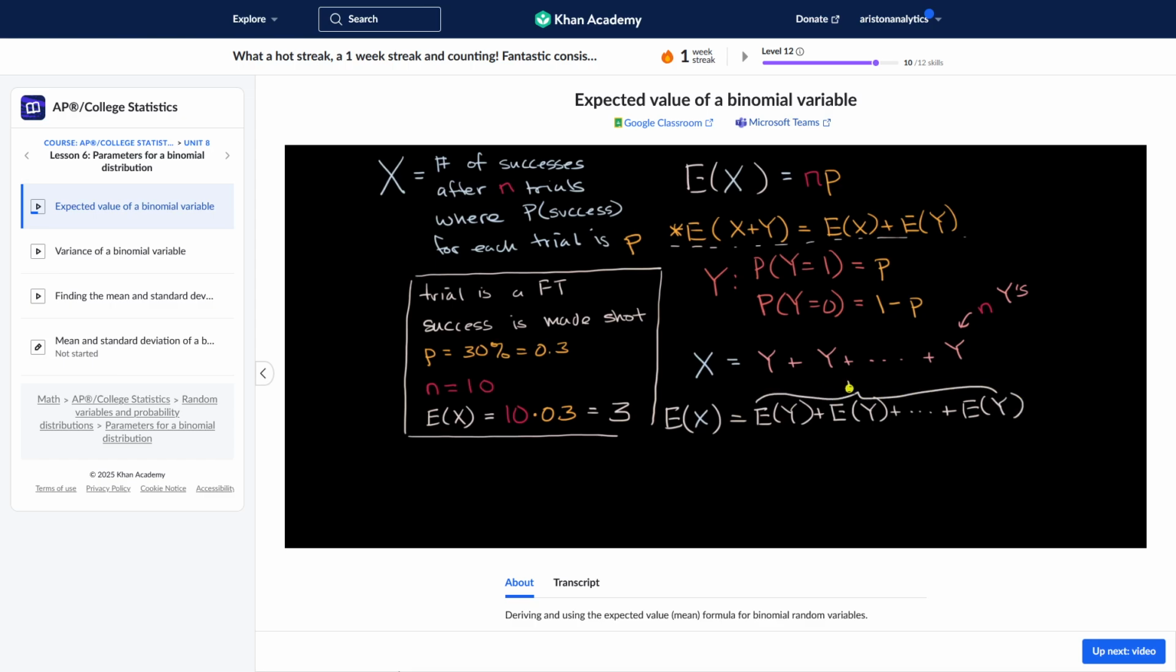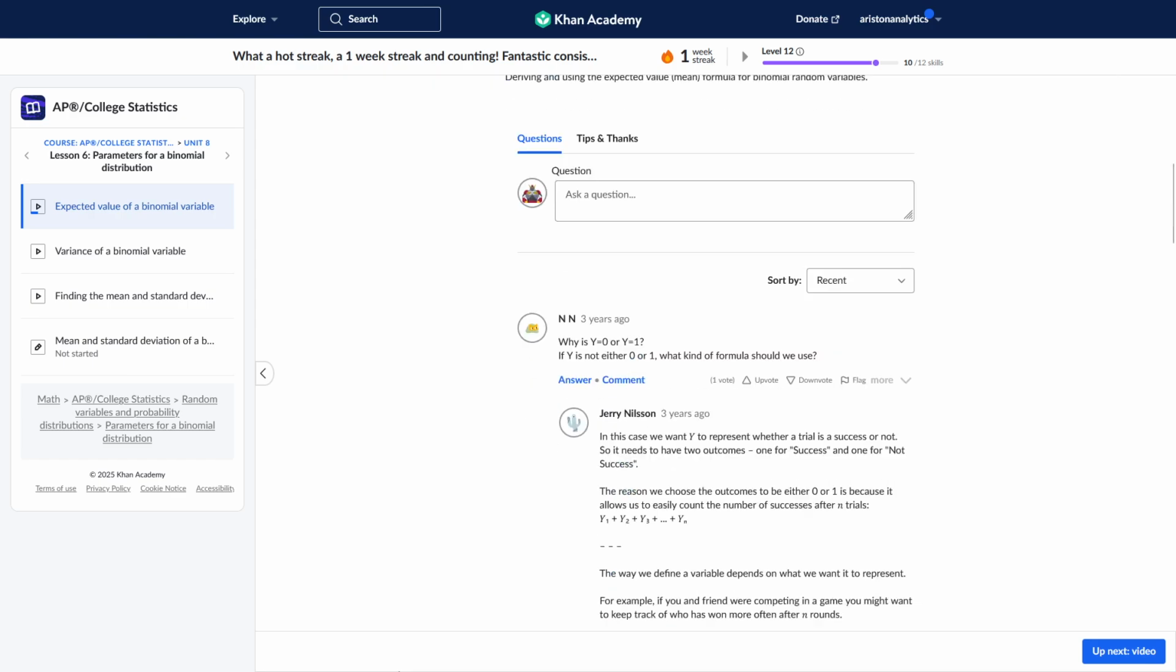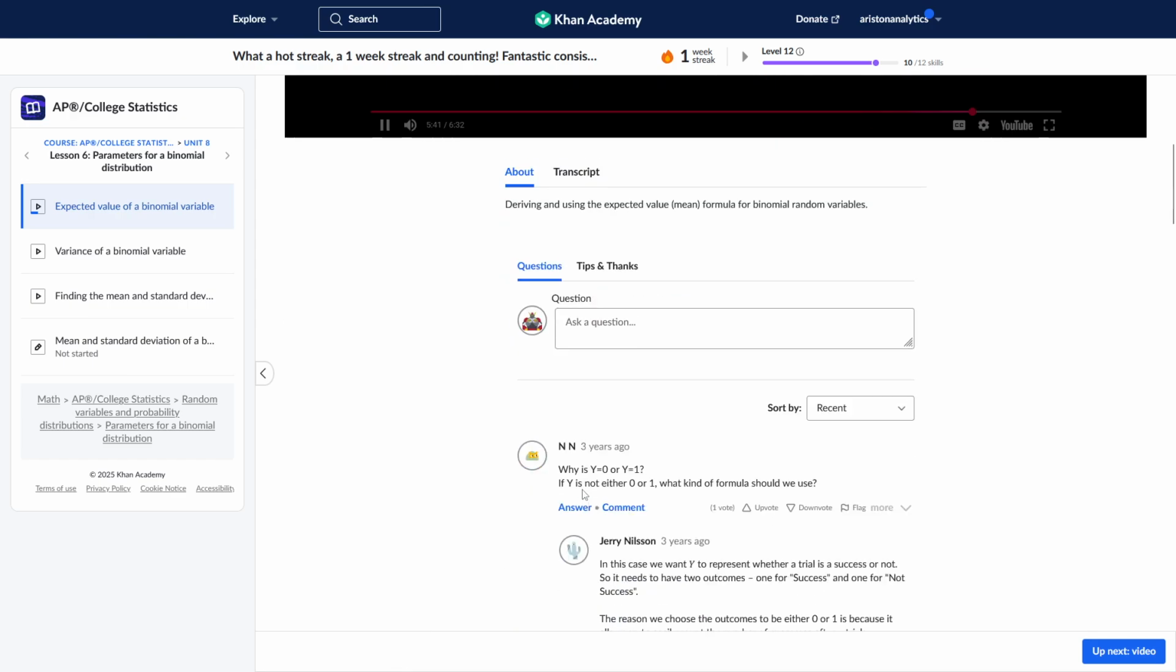And so you could rewrite this as being equal to n times the expected value of y. Now, what is the expected value of y? Well, this is pretty straightforward. We can actually just do it directly. The expected value of y, let me just write over here.